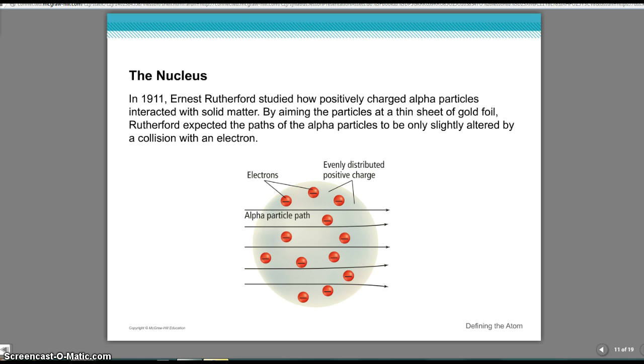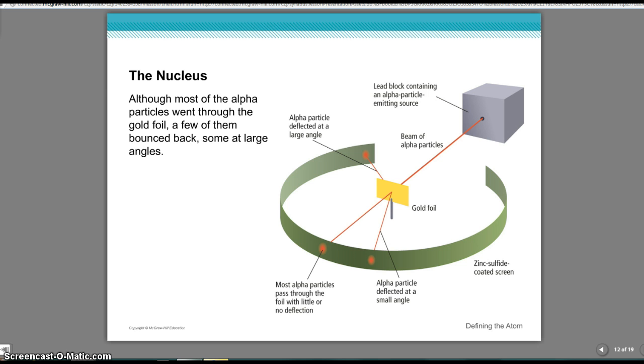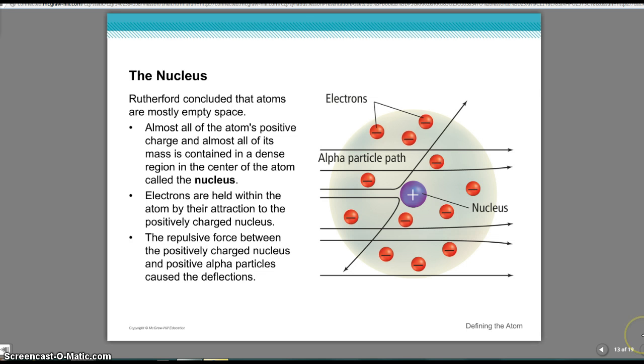And then when he actually did the experiment, what he found was something completely unexpected. He found that some of the alpha particles actually bounced off the foil. Some went straight through, some were deflected at a really large angle. And so he had to change his idea about what was happening in the atom, and what he came up with was the idea of the nucleus: that there had to be some small, dense part of the atom that these alpha particles were bouncing off of.